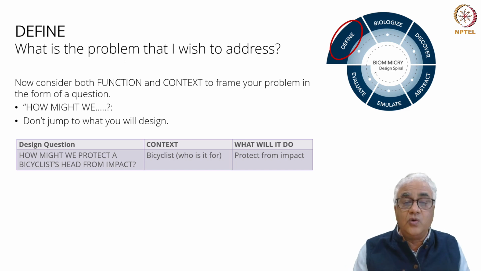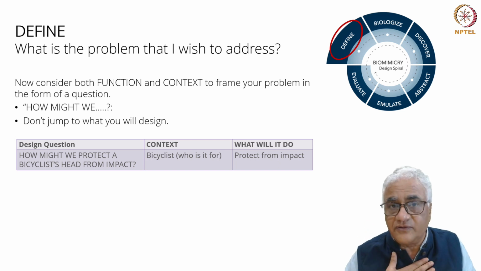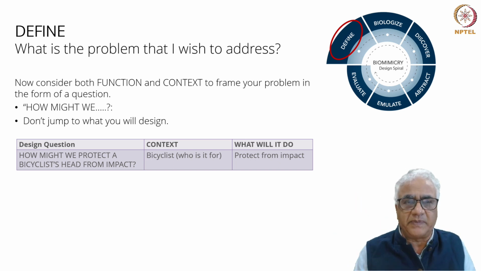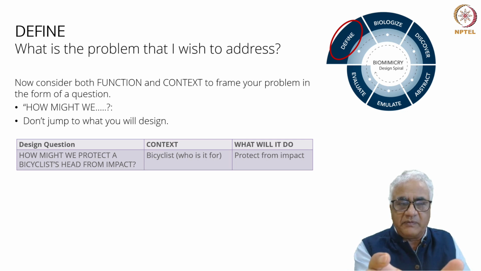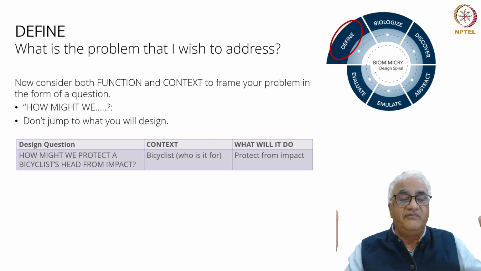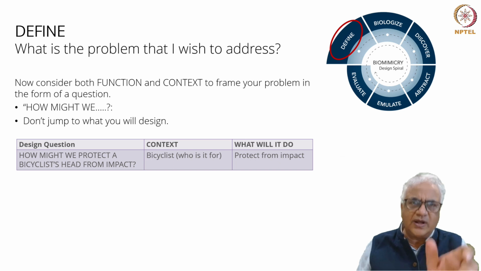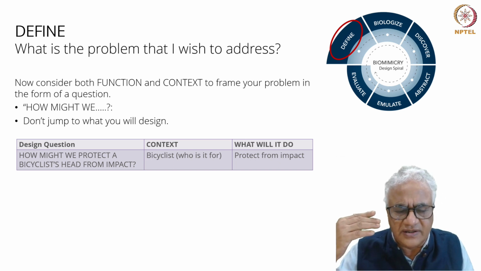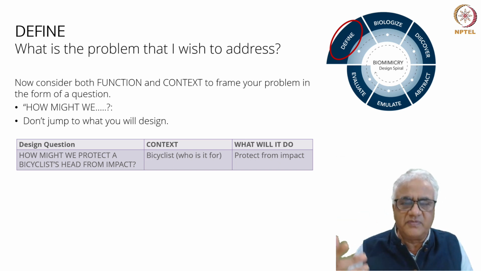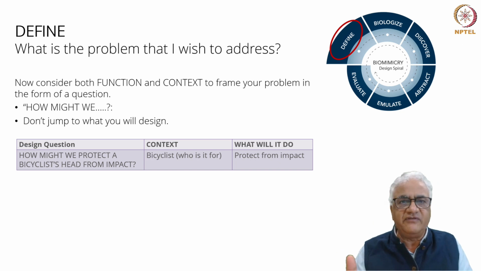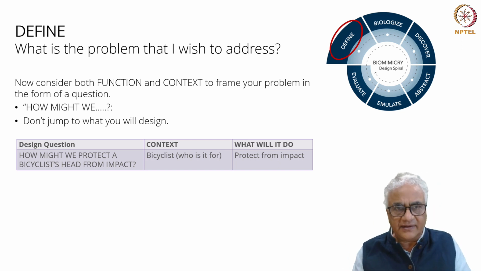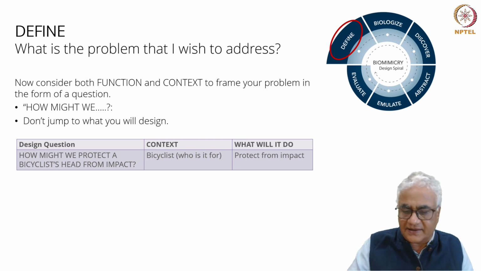What is the context? Who is it for? It's for the bicyclist. What will it do? What will my solution do? It will protect from impact. The minute I say protect from impact, I can think of various possibilities. So that's how you design a question. How might we, just look at this example. Whenever you think of this define, always remember with examples. The example here is, how might we protect a bicyclist's head from impact? Who is it for? Bicyclist. What will it do? Protect from impact.